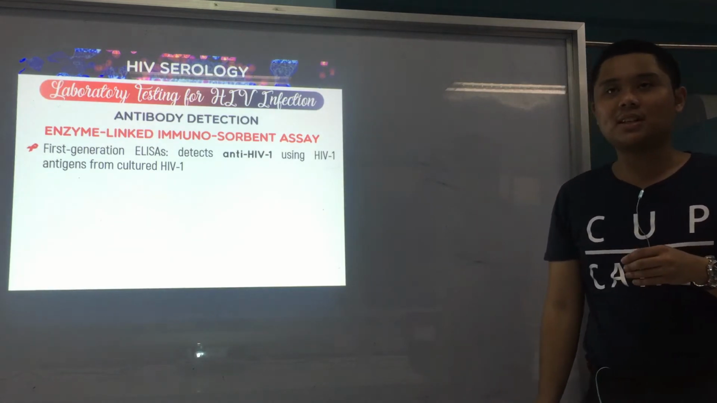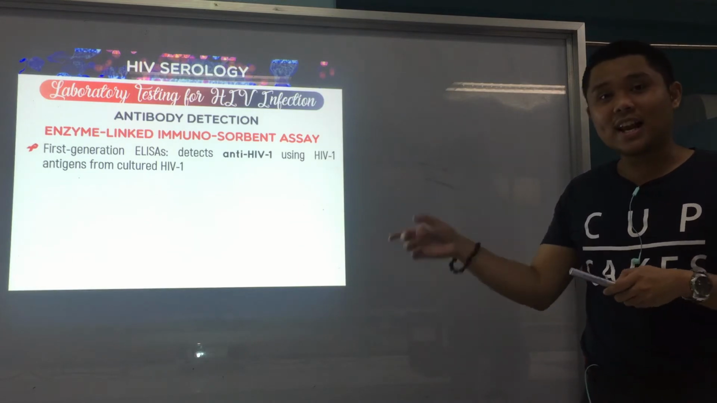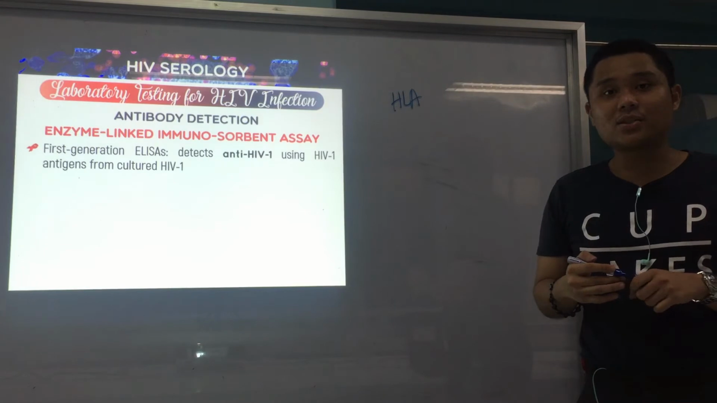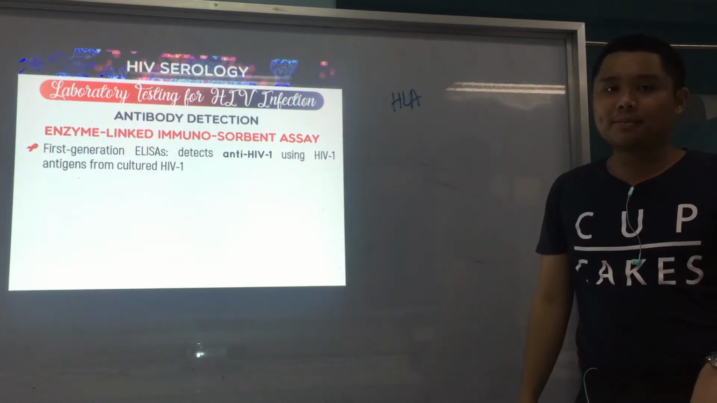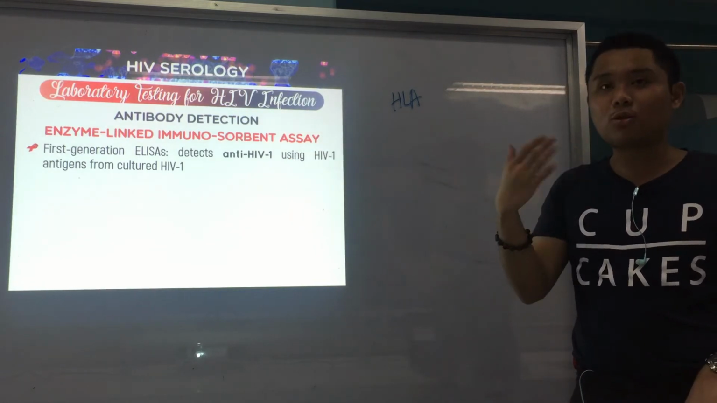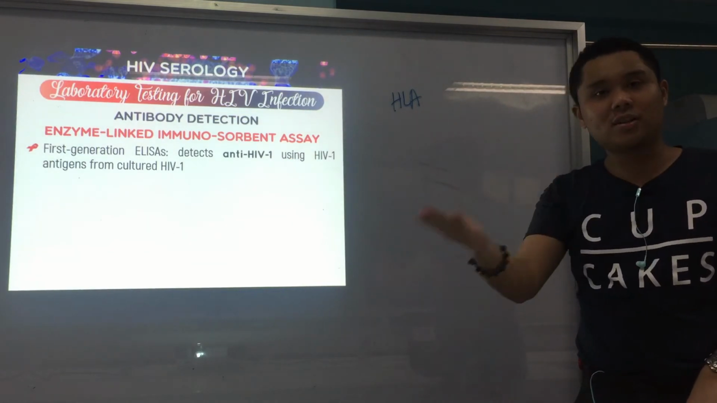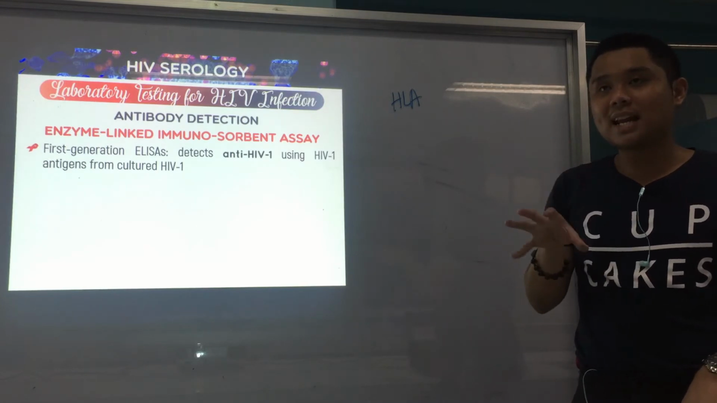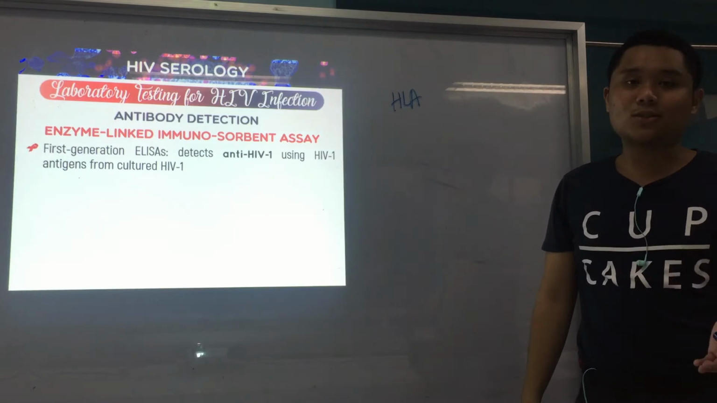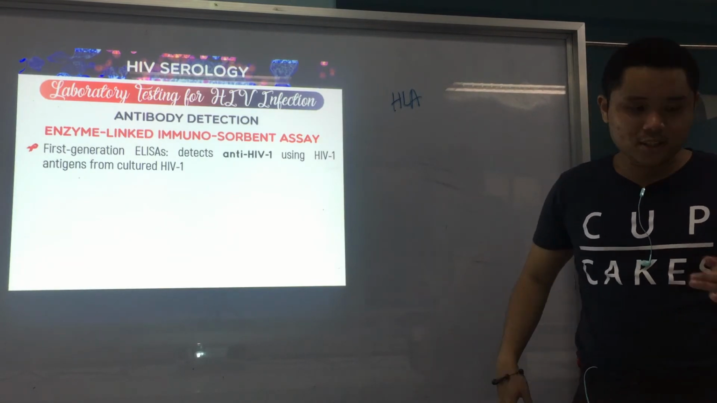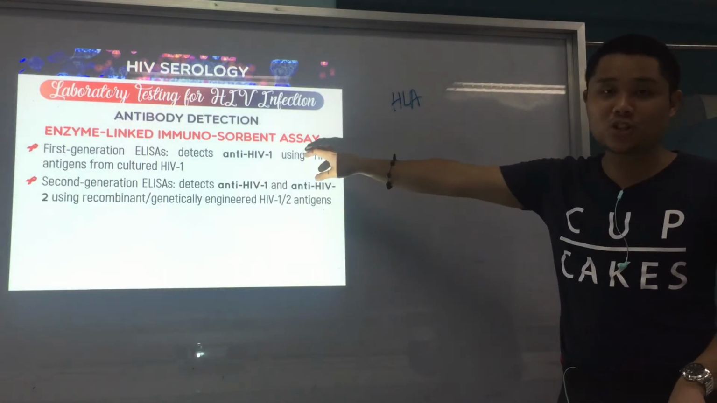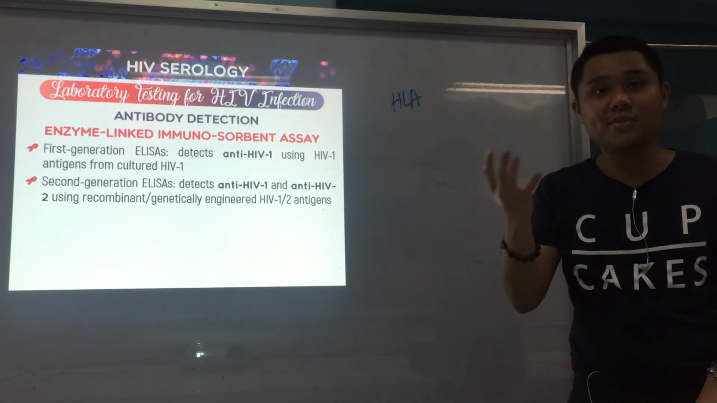But this is prone to false positive reactions due to HLA or human leukocyte antigens or other antigens found in the cultured HIV-1. Because again, it is cultured HIV-1, meaning it is cultured using artificial procedures, so maybe there are other antigens that appeal aside from what needs to be tested. So it's prone to false positive. And because of that, they developed second generation. And the first gen cannot detect antibodies to HIV-2.